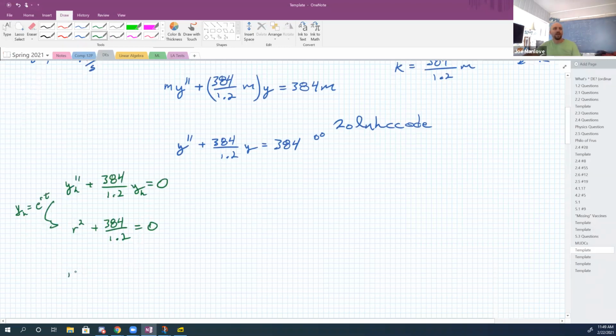All right, so we're going to get r is plus or minus this thing, 384 over 1.2, under a square root, with an i attached to it. Do you believe me there? Subtract, take the square root of both sides, you get this. It's purely imaginary. How did I know it's going to be purely imaginary?